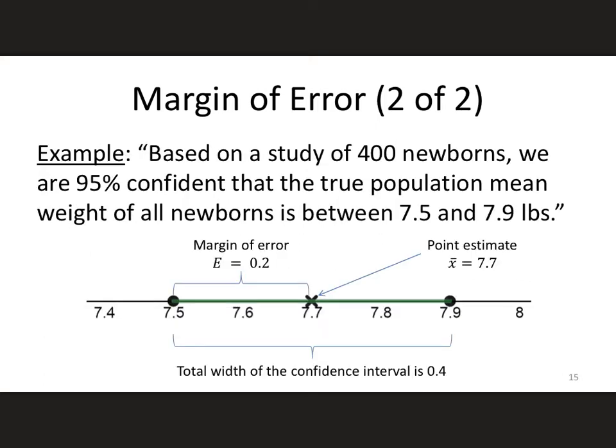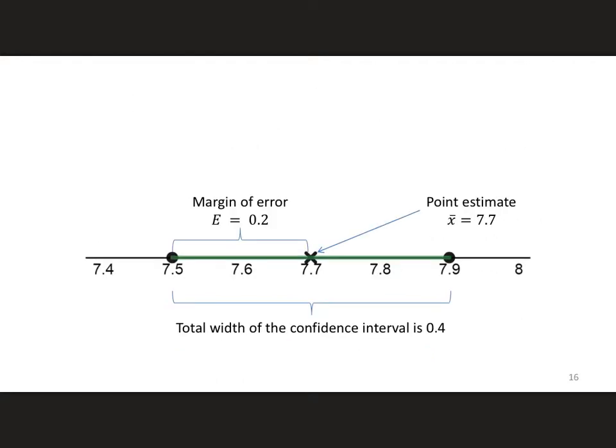So here you can see an example of a margin of error. Based on the study of 400 newborns, we are 95% confident that the true population mean weight of all newborns is between 7.5 and 7.9 pounds. And you can see a graph of this confidence interval. I'm going to show you a little more on each side so that you can see these different pieces. I just want you to see how you can get some of these values just by looking at an interval.